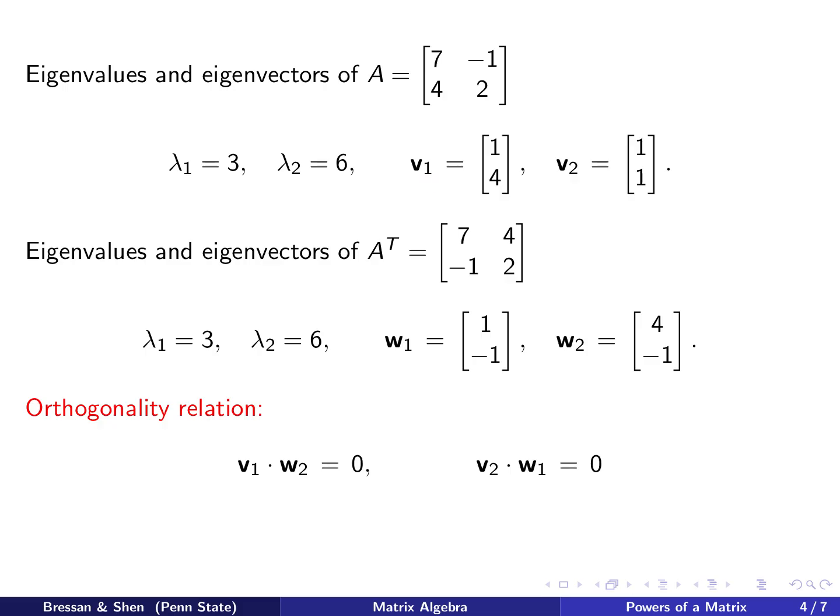Look at V1 and W2, and if you do an inner product of those two, you will get 1 times 4 plus 4 times negative 1, which is 0. So they're orthogonal. And then W1 and V2 also have that relation. If you do the inner product, you get 1 times 1 plus negative 1 times 1, which is 0.